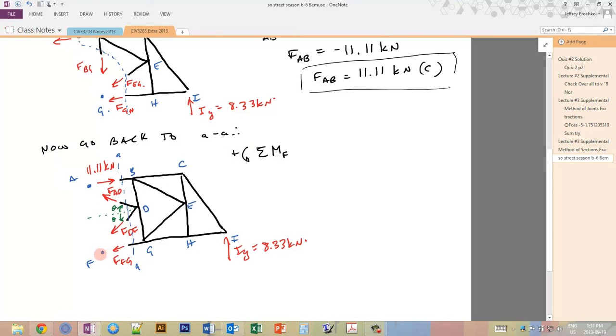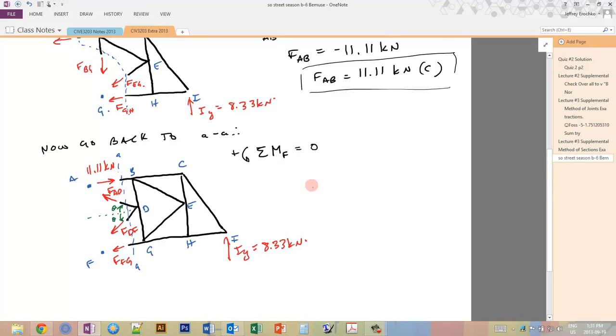Well, so if I choose a moment about here, these 2 unknowns go right through that node, which means that they're not going to come into the moment equation. This one we already know from the other section, so that leaves us with only 1 unknown. So we're going to be able to solve this one right away because we have 1 equation and 1 unknown.